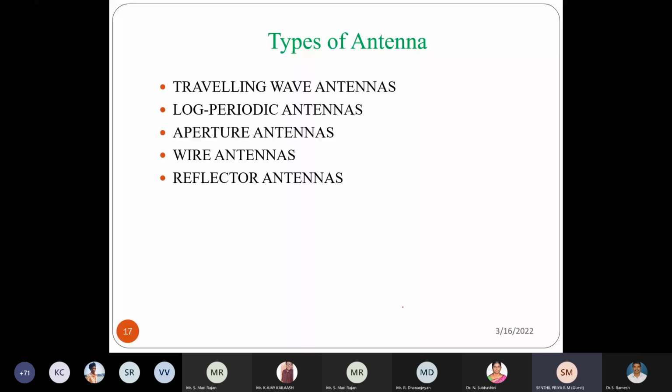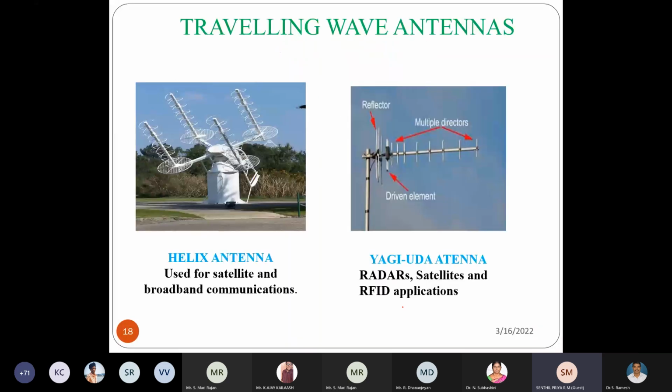We can implement it in telecommunication, in satellite, and in all the devices in marine systems and defense systems. Once we go for various applications, the design of the antenna is different, and the frequency of the antenna is different. So we want to understand where the particular antenna is used, which I have given here. The first one is traveling wave antennas. Here it is the helical antenna, used for satellite and broadband communication applications.